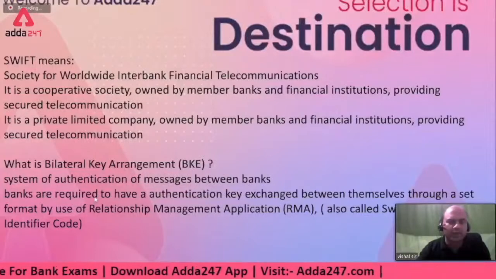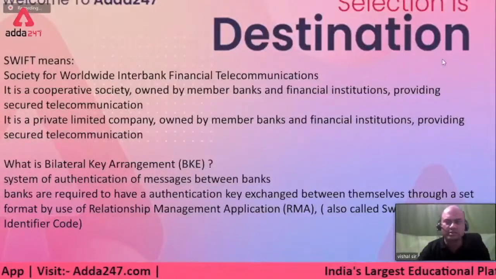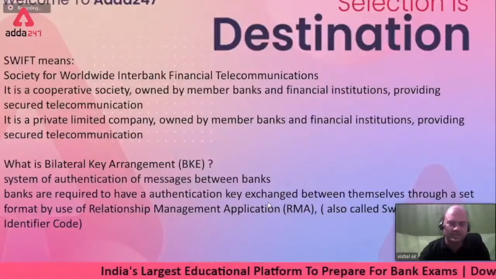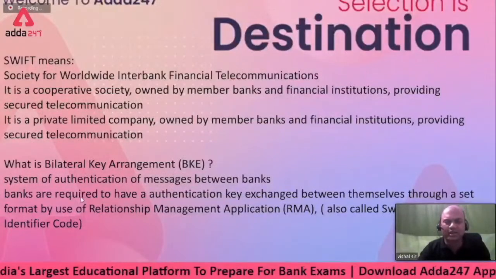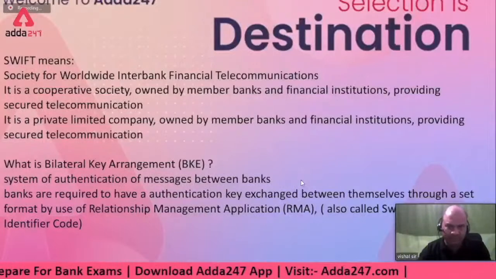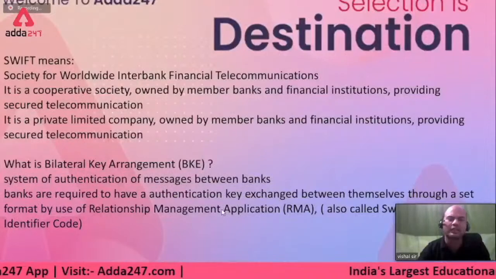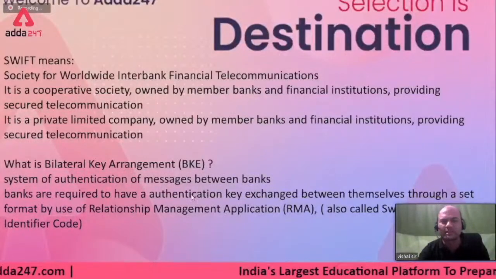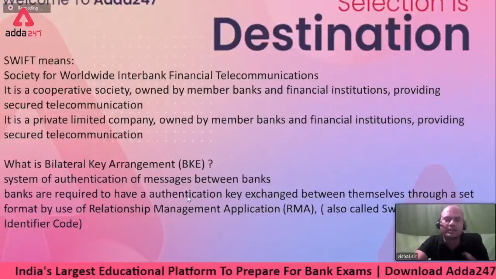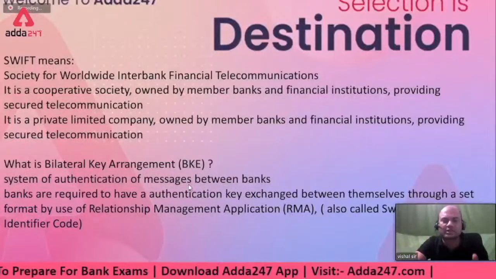Banks are required to have an authentication key checked between themselves through a set of formats by use of the relationship management application, RMA. What is RMA? It is just a common application for all the banks in the world, and all the banks use the same application. So what are they doing actually? They are punching the BKE keys, and if somebody has punched that BKE key, I'll come to know that the message has come from, let's say, HSBC New York.